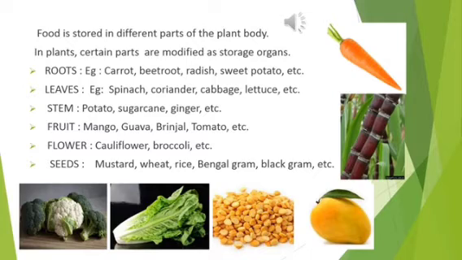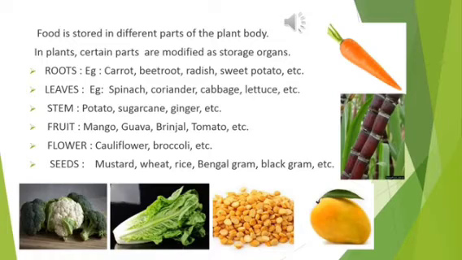Food is stored in different parts of the plant body. In plants, certain parts are modified as storage organs. For example, roots. So roots store food as we see in carrot, beetroot, radish, sweet potato, etc. So when we are eating a carrot or a beetroot, we are eating the root. So the roots are storing the food.